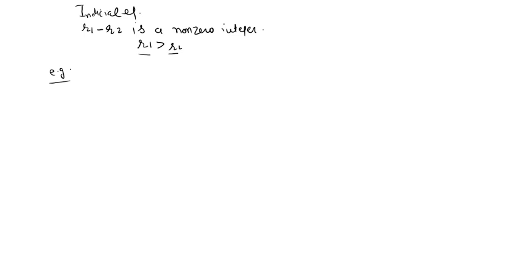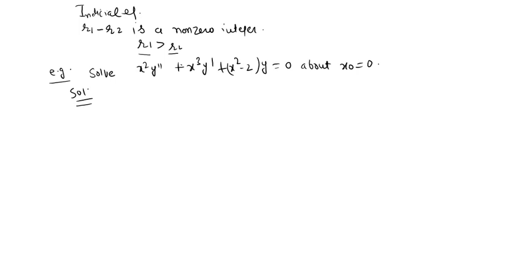So I am taking one example. Solve x squared y double prime plus x cubed y prime plus (x squared minus 2) y equals 0, using power series about 0. You can check that x equal to 0 is a regular singular point. We have checked this in many situations.